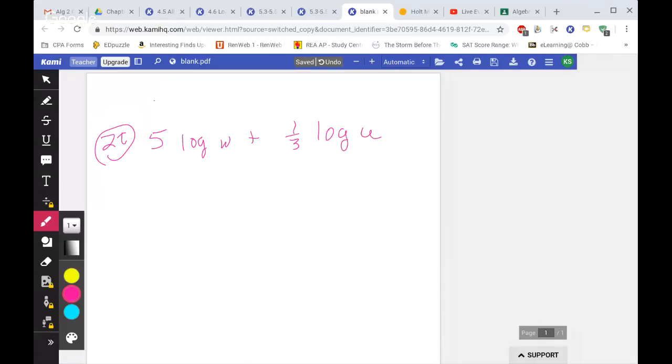Okay, because that is a U, right? Yeah. Okay, because I'm trying to go from a picture off of a phone. So, all right, then this 5 would go to here, and this 1/3 would go to there. All right. So you would have log W to the 5th. And it could either be written like this or, more than likely, like this.